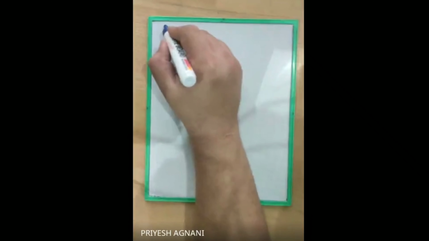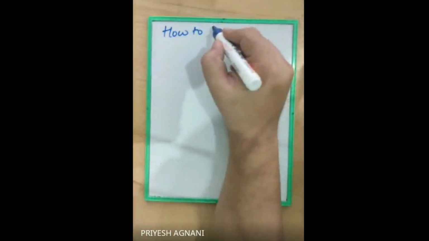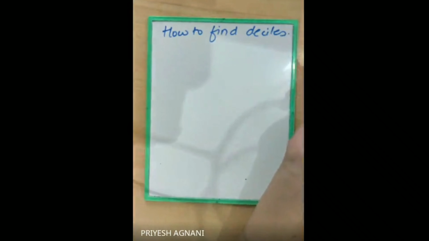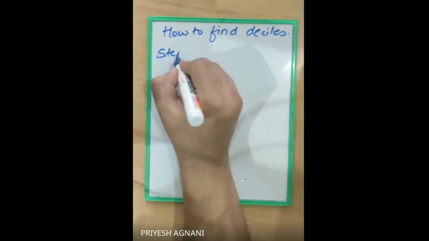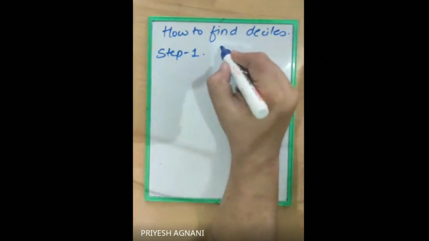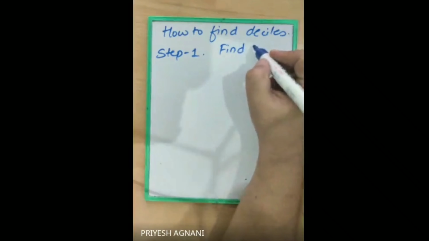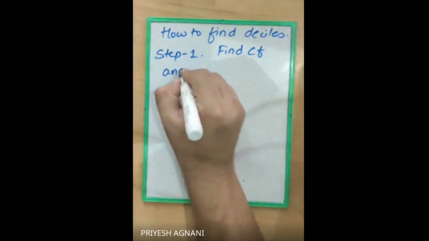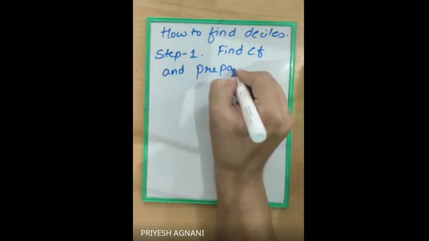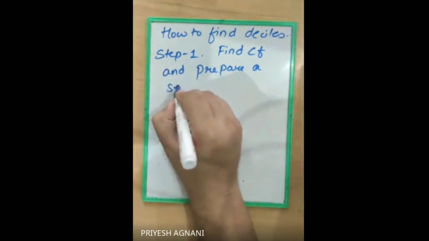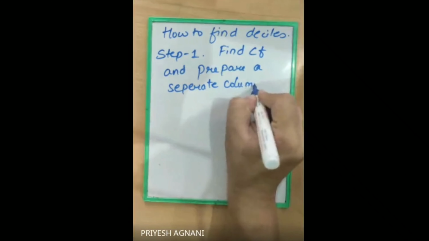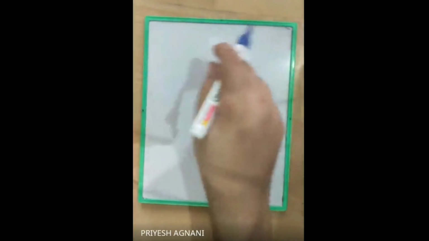How to find deciles? Okay. Step 1. Find cumulative frequency and prepare a separate column. Let us take one more example along with the steps.